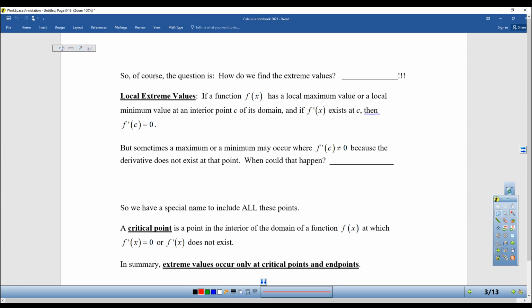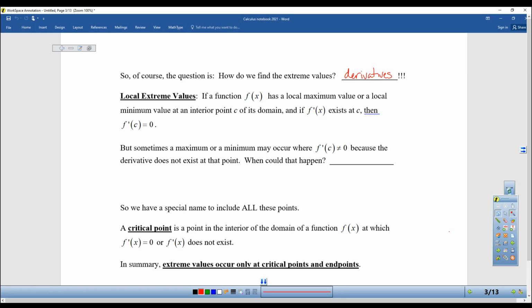So of course, how do we find the extreme values? We just did it a minute ago. Derivatives. So this whole entire unit is applying derivatives. So you'll still be doing derivatives, but just as a tool for all the other problems that we're going to be doing.